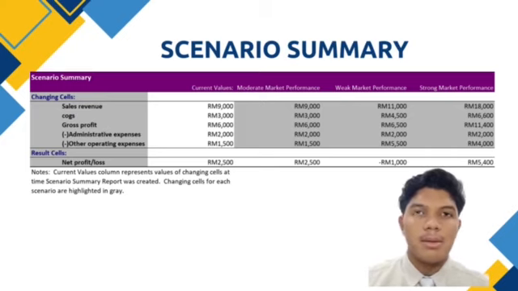So as we can see, weak market performance makes the company incur the net loss which is 1,000, and during strong market performance, makes a profit which is 5,400.